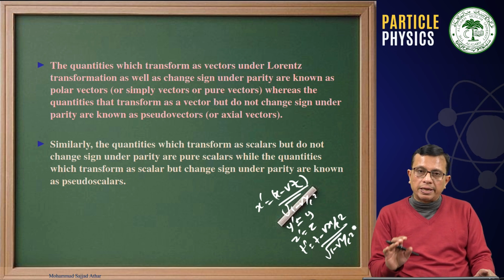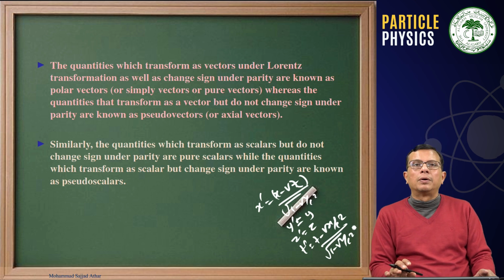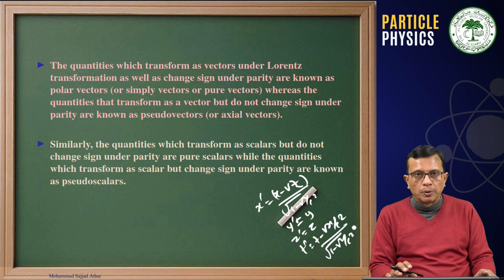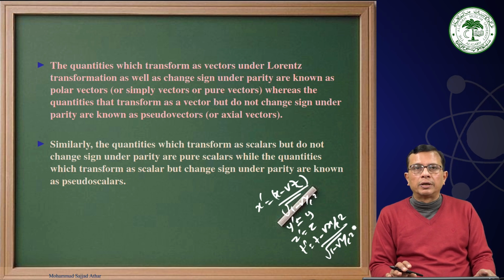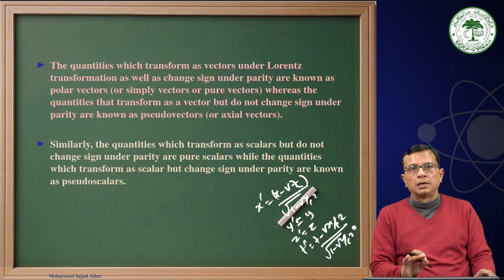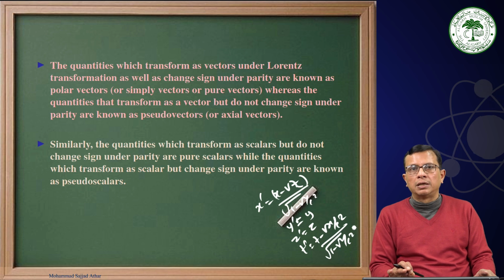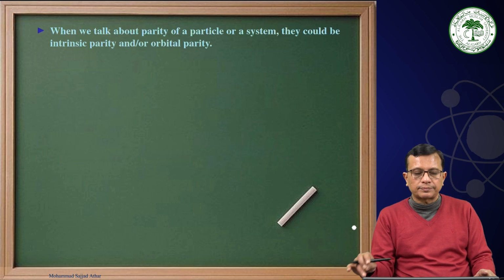But if it transforms in the same way as a scalar does, that means it remains invariant under proper Lorentz transformation but changes sign under parity, then we call it a pseudo scalar. Therefore, we have to understand the difference. We have vectors, pseudo vectors, scalars and pseudo scalars.